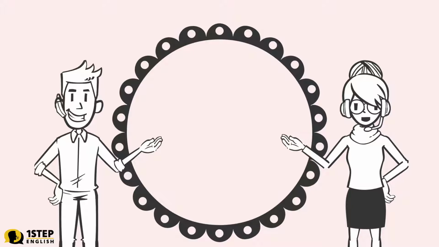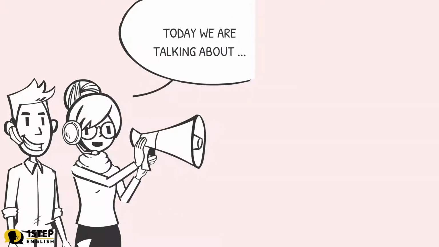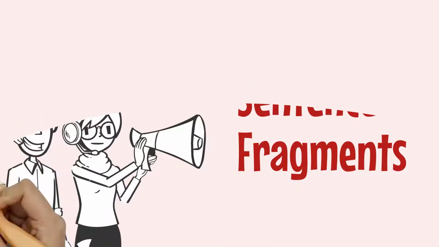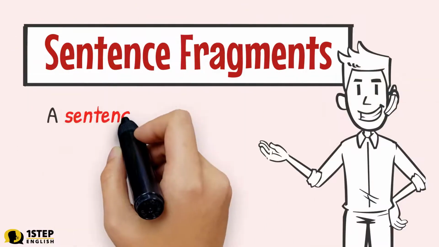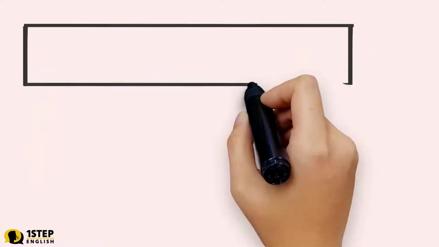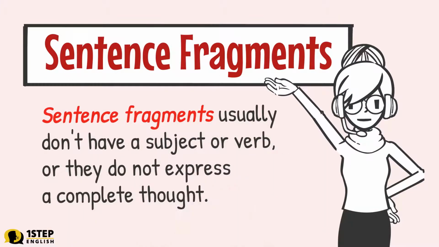Hello. Welcome to One Step English Grammar Crash Course. Today, we are talking about sentence fragments. A sentence fragment may look like a sentence, but it is actually an incomplete sentence. Sentence fragments usually don't have a subject or verb, or they do not express a complete thought.